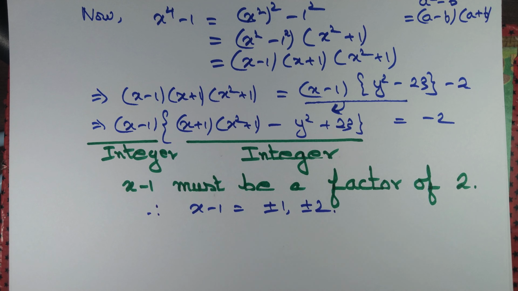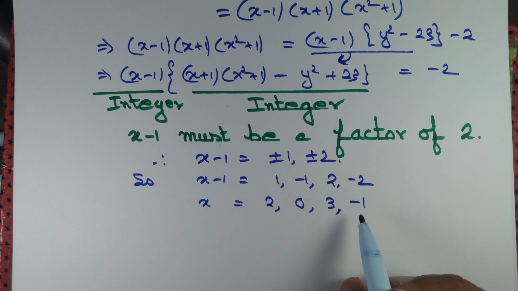So let's write this as x minus 1 equal to 1, minus 1, 2, minus 2. So what about x then? We just need to add 1. So 1 plus 1 is 2, minus 1 plus 1 is 0, 2 plus 1 is 3, minus 2 plus 1 is minus 1. So the only possible integer values of x that satisfy the given equation are x equal to 2, 0, 3, minus 1.